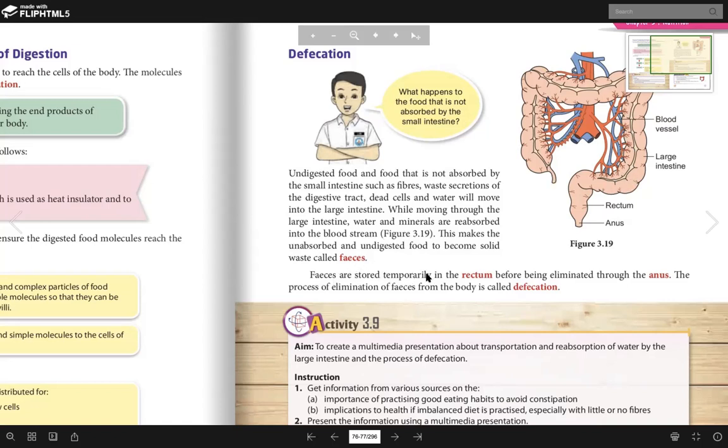Feces are stored temporarily in the rectum, okay, before being eliminated through the anus. And the elimination of feces from the body is called defecation. Ataupun dengan cara mudahnya, awak cakap apa? Berak lah kan? So lepas ni jangan guna perkataan berak. Awak cakap, I want to do defecation. Gitu. Boleh faham?